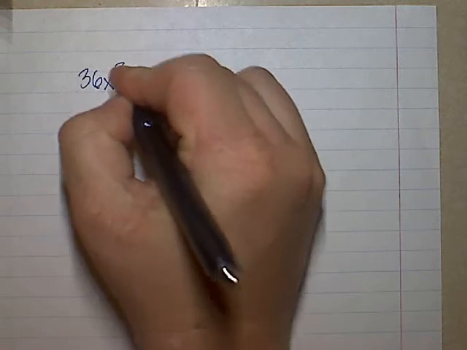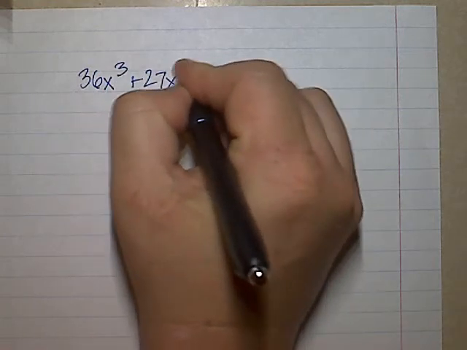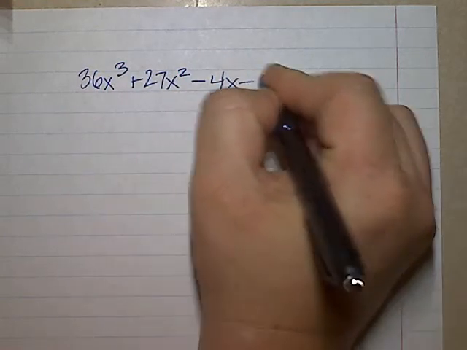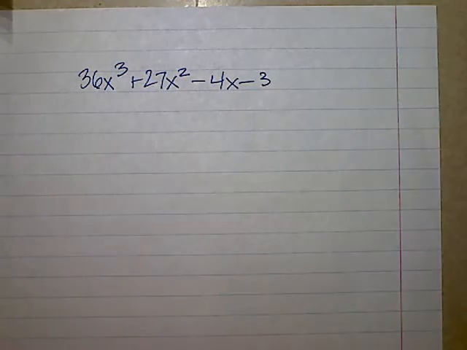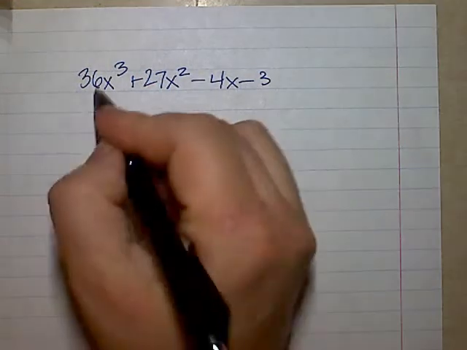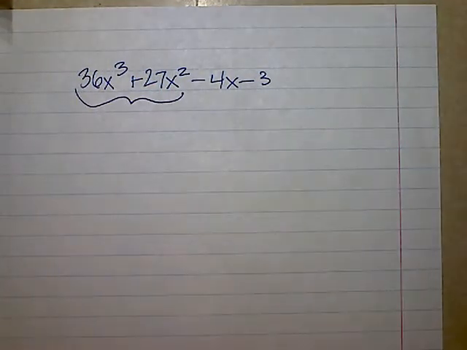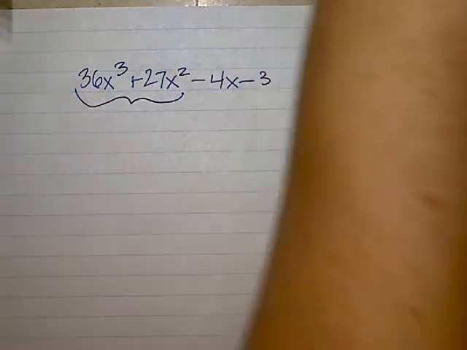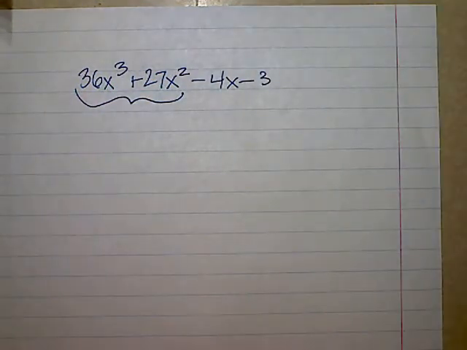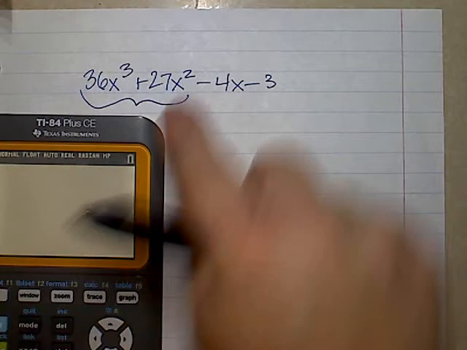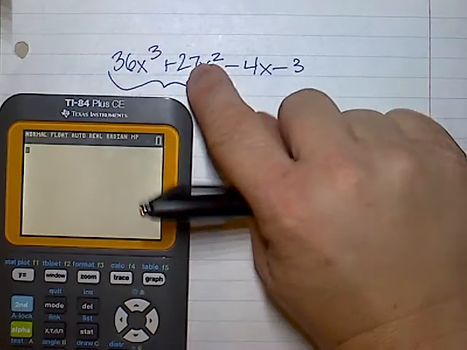36x cubed plus 27x squared minus 4x minus 3. So I'm going to have four terms, and I want to know how to completely factor this. I'm going to focus on those first two, and I'm only going to look right now at the numerical values, 36 and 27. And I need to figure out what is the largest number I can factor out. So I personally start with the 27. I start with the smaller of the two.